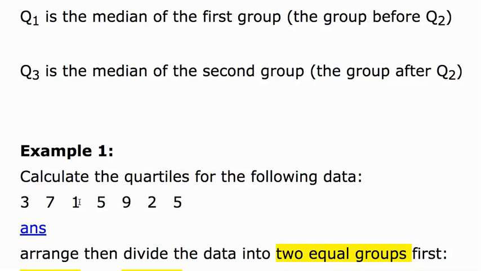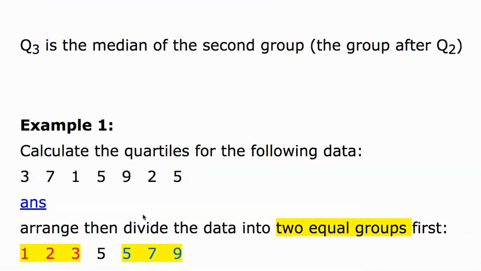See, the minimum value here is 1 and the maximum value is 9. So we need to arrange them from 1 to 9. And then after that, we divide the data into two equal groups. So this is how it looked after arrangement of the data: 1, 2, 3, 5, 5, 7, 9. You notice here I have 7 values, and this is an odd number of values, and in this case the median will be in the middle, one of the values, while the first group will have 3 values and the second group will equally also have 3 values.